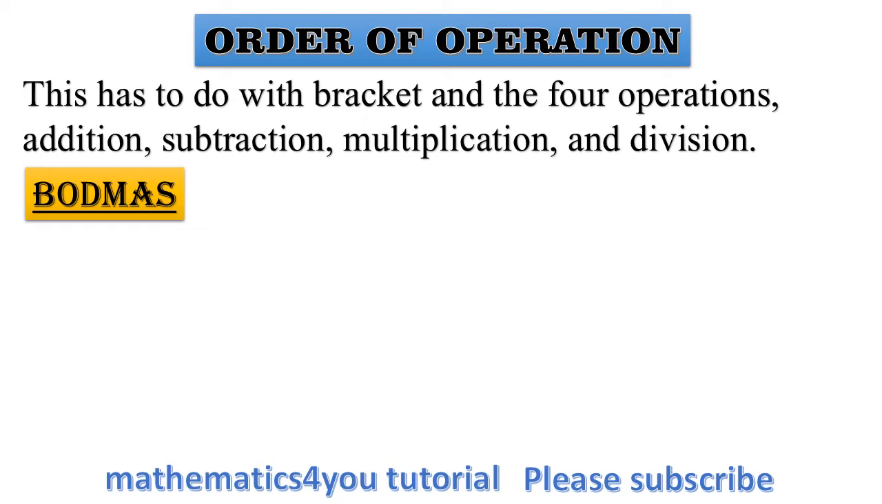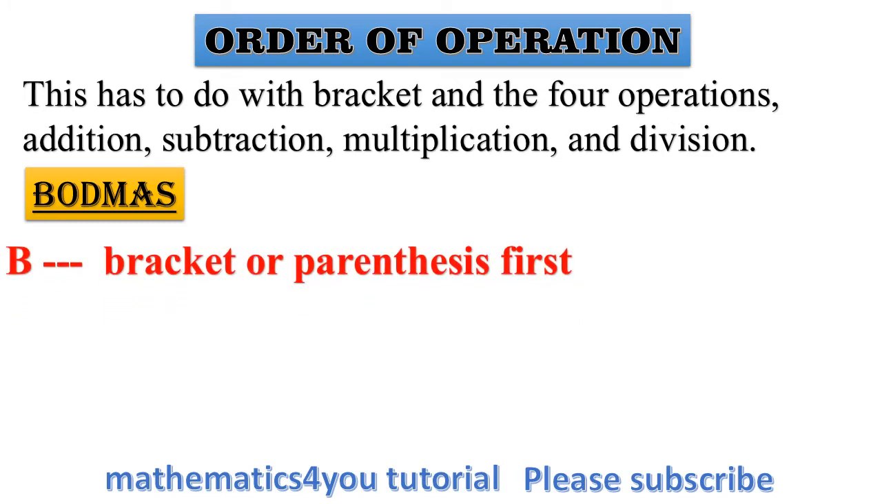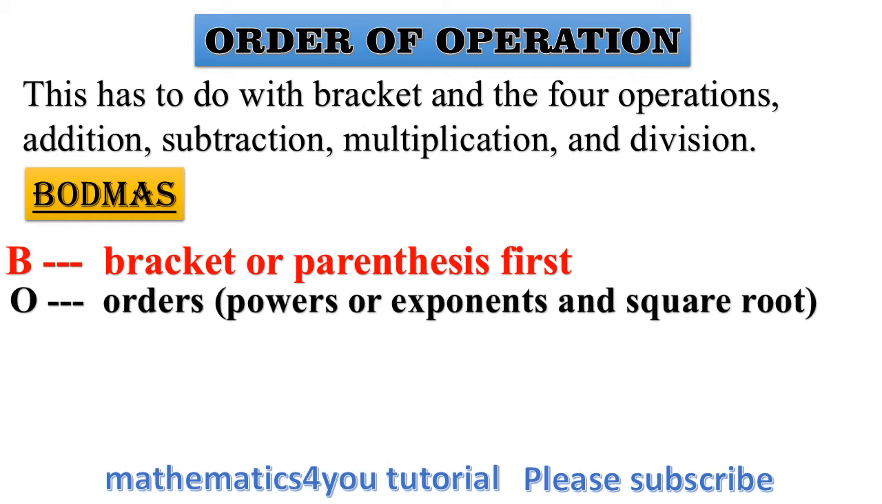The first one we're going to deal with is B. It stands for bracket or parenthesis. Whenever they give you a problem to simplify, the first thing you simplify is the one in parenthesis or bracket. From there you look for O, which is orders. It stands for powers or exponents and square roots. After you have simplified the parenthesis, the next one to look for is powers or exponents and square roots.